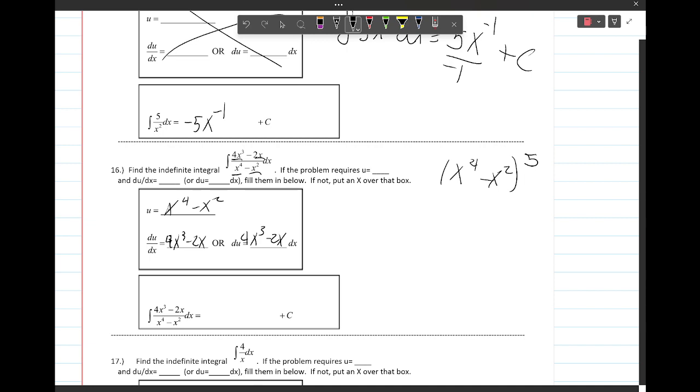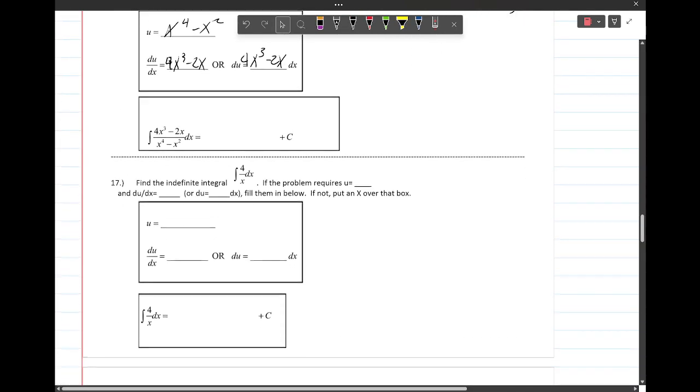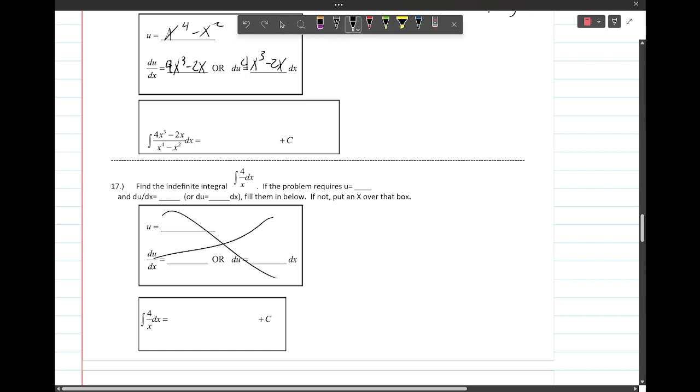Because really there are two patterns. Can I find something and its derivative in the integral, or is that not there? If that's not there, move on to simplification. That's basically it. No, log 4x.